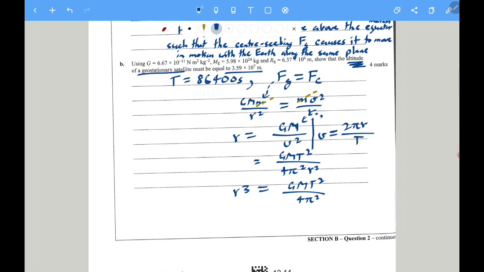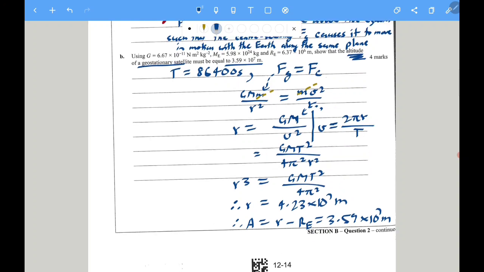Right, so subbing all of these values in, we get that R is equal to 4.23 times 10 to the power of 7 meters. If you subtract the value of the radius of the Earth from this, you will get your answer to be approximately 3.59 times 10 to the power of 7 meters.